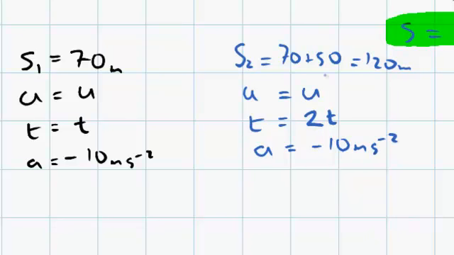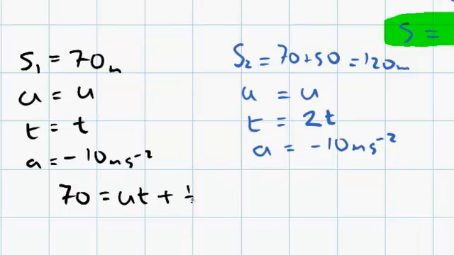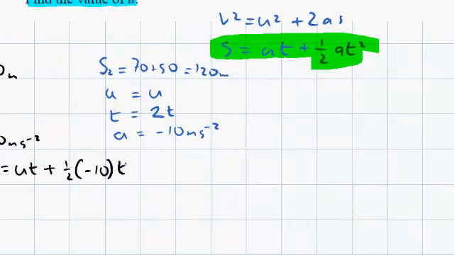The reason why I've done it in these two sections, you'll see in a second, is that we're going to end up with some form of simultaneous equation. So when you've got two unknowns, you need to use simultaneous equations to work them out. So I'll do the first one in black like I started. So we've got 70 is equal to ut plus 1/2 at squared. So we have 70 is equal to ut minus 5t squared.